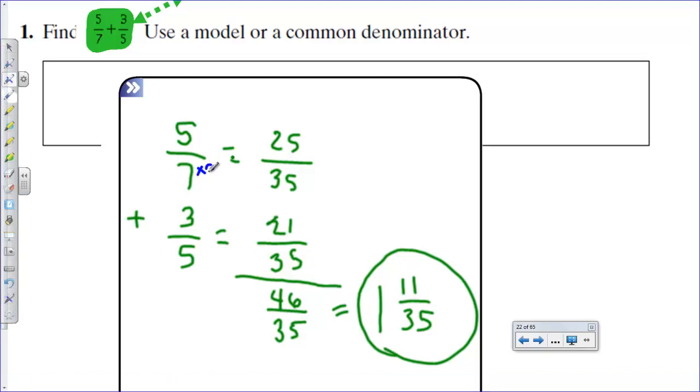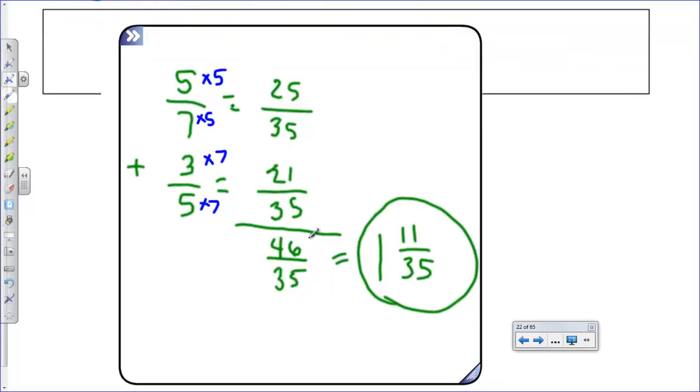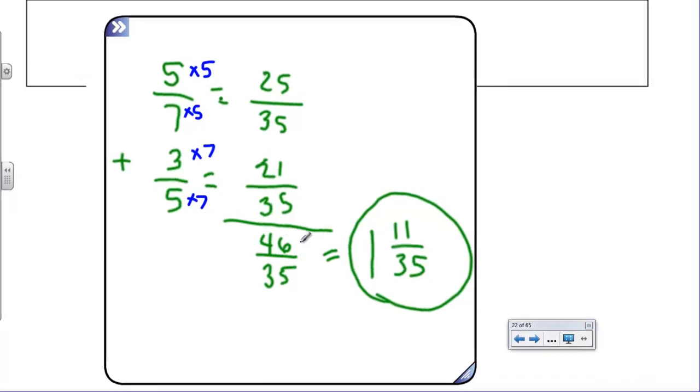If we multiply by 5 on the bottom, we must do that on the top as well. 5 times 5 is 25. 5 times 7 is 35. So 7 times 3 is 21. I add these two numbers together.